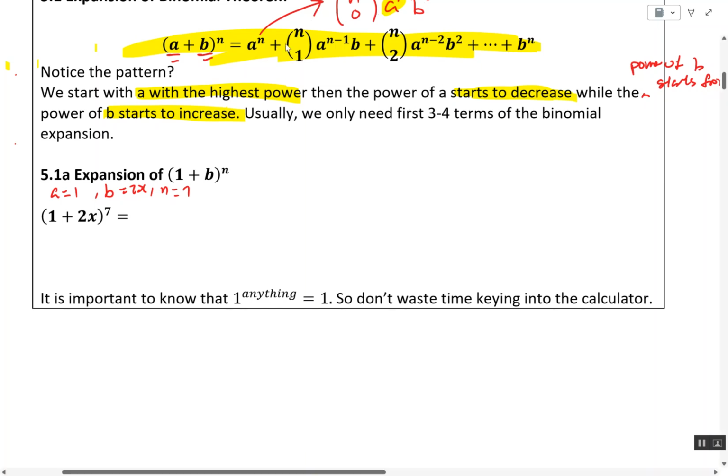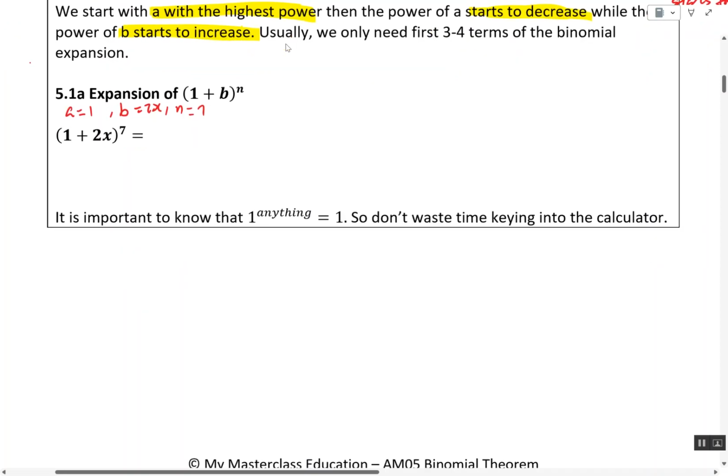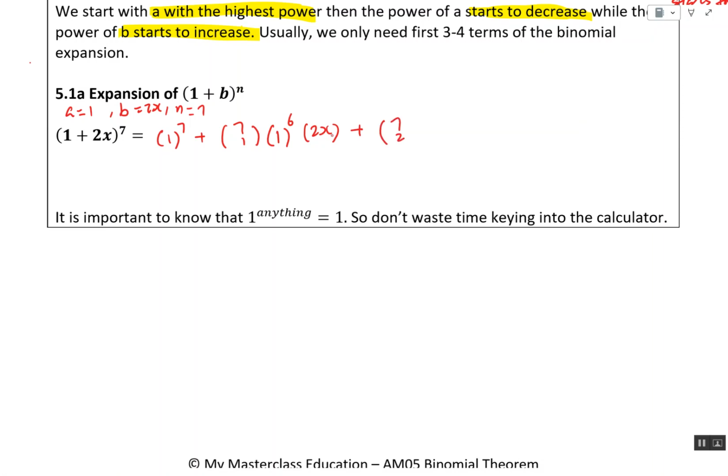Assuming that the question asks us to work out the first 3 terms, what you'll get is this. You will have a, the first term, which is 1 to the highest power, which is 7, plus 7 choose 1. The power of 1 drops by 1, so 7 minus 1, I get 6, and then 2x is just power 1. I just leave it, it's an invisible power 1. The next term, again plus, now instead of 7 choose 1, I have 7 choose 2. I have 1 to the power of 5 and 2x to the power of 2.